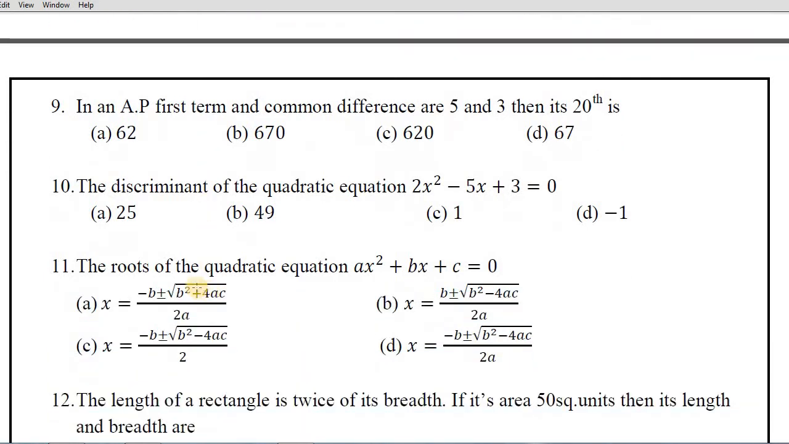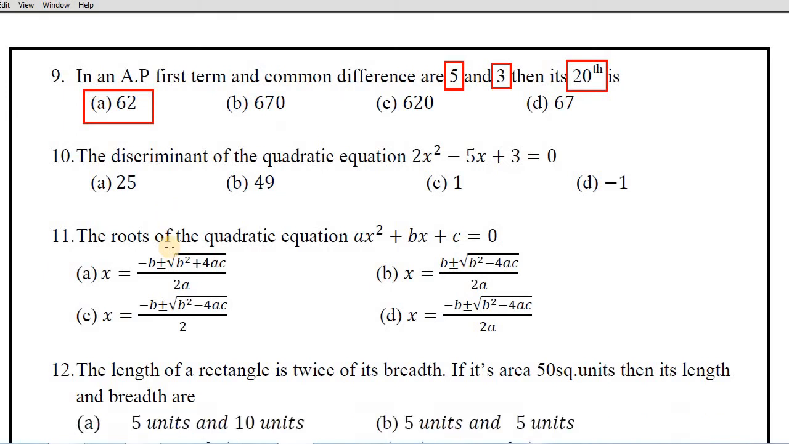Question number 9. In an AP, the first term and common difference are 5 and 3. So 5 is the first term, d is the common difference. We need to find the 20th term. How do you find it? The 20th term we can write as a plus 19d. Substitute the a value and d value and it gives the 20th term is 62. Hence option A is right for this question.